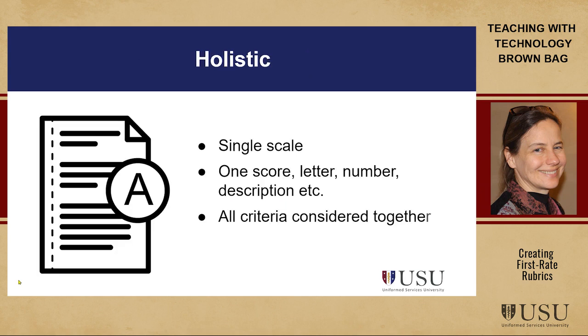The next type of rubric is the holistic rubric, and that uses a single scale. One score, one letter, one number, one description is all they get, with all the criteria then being considered and graded with this one mark. Some people might refer to this as a grade sheet. That's the same thing. And these also can be quicker to score and usually don't involve comments or corrections, and so efficient for large group scoring. And they do give a summary of student achievement.